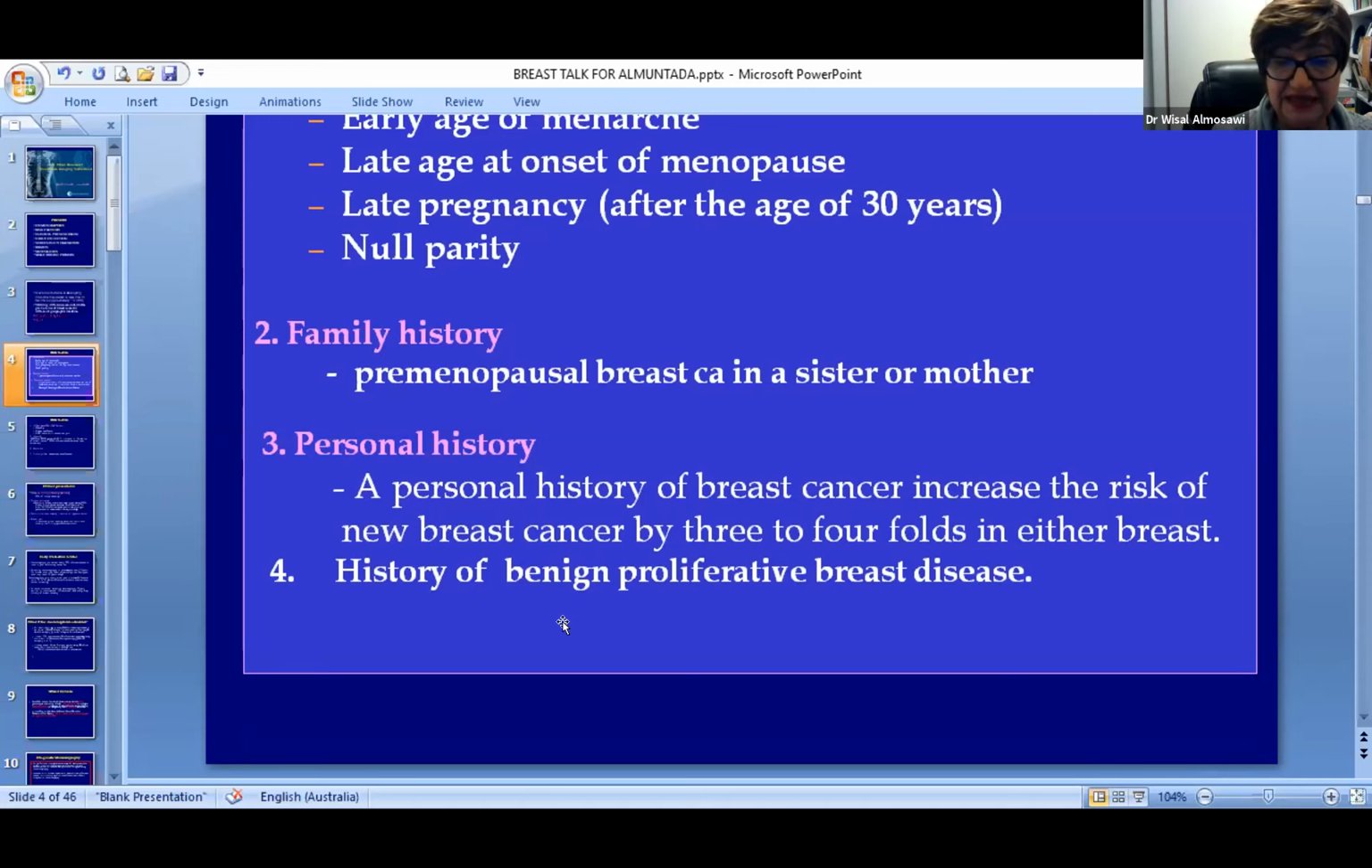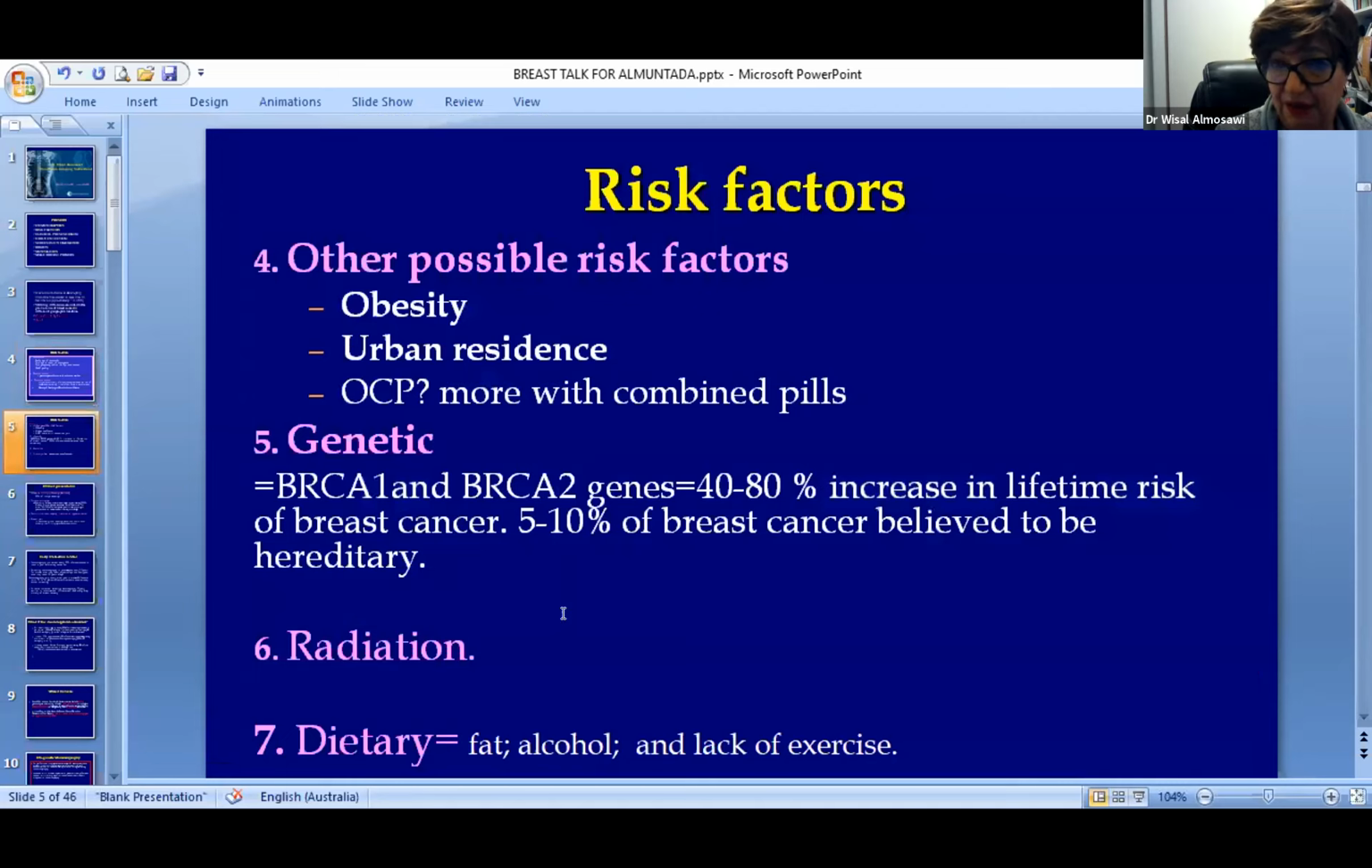Also, if the patient has a history of benign proliferative breast disease, they are also higher risk. Other risk factors: obesity, urban residents. So people who live in the cities are at higher risk. And they even noticed that even if somebody lives in the country but moves into the urban suburbs, it will increase the risk of breast cancer. And I guess part of that is pollution, diet, lifestyle, it all has an effect.